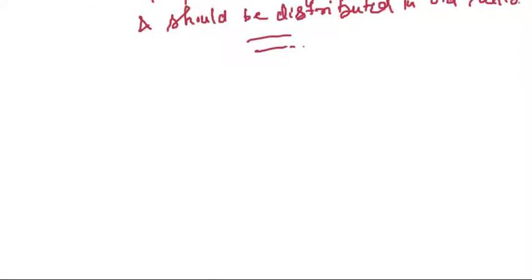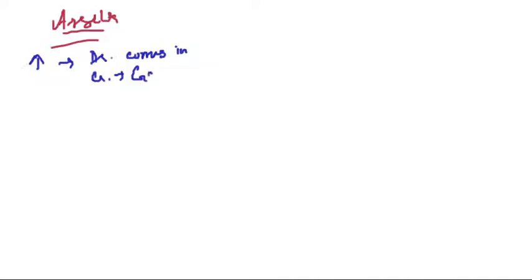Now let's see how to revalue it. If I talk of assets, if there is an increase in asset, apply the rule. What is the rule of journal entry? Debit what comes in and credit what goes out.